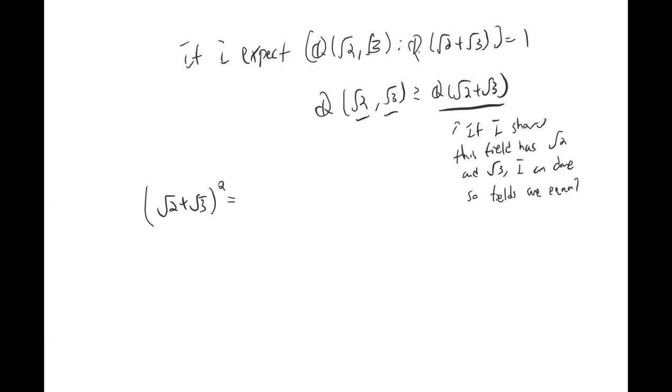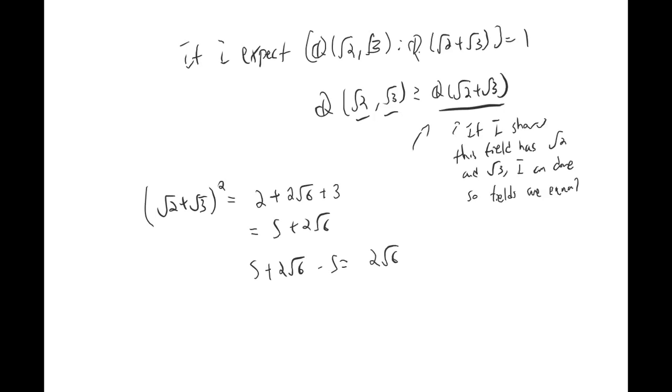I'm going to get 2 plus 2 root 6, plus, I don't really care what this is, 3. So 5 plus 2 root 6, whatever this is, right? Now, 5 is in this field, right? I have 5, so I can subtract 5. I mean, I have all elements of Q, right? And 5 is in Q. So I can subtract 5.